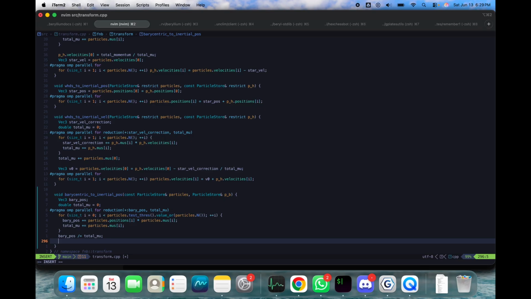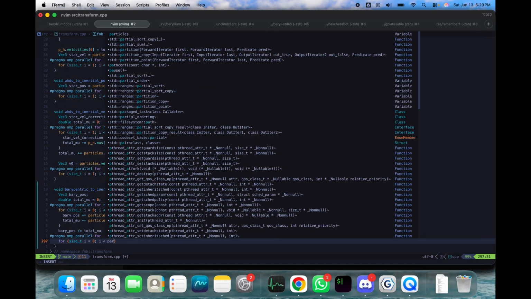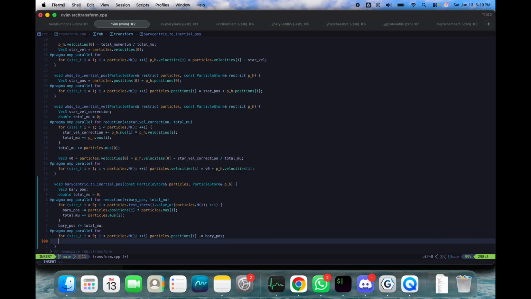Now, what we have to do is throw in another pragma. Anyway, for size_t i equals 0, i less than particles.n, i plus plus, and we say particles.positions[i] minus equals bary_pos.